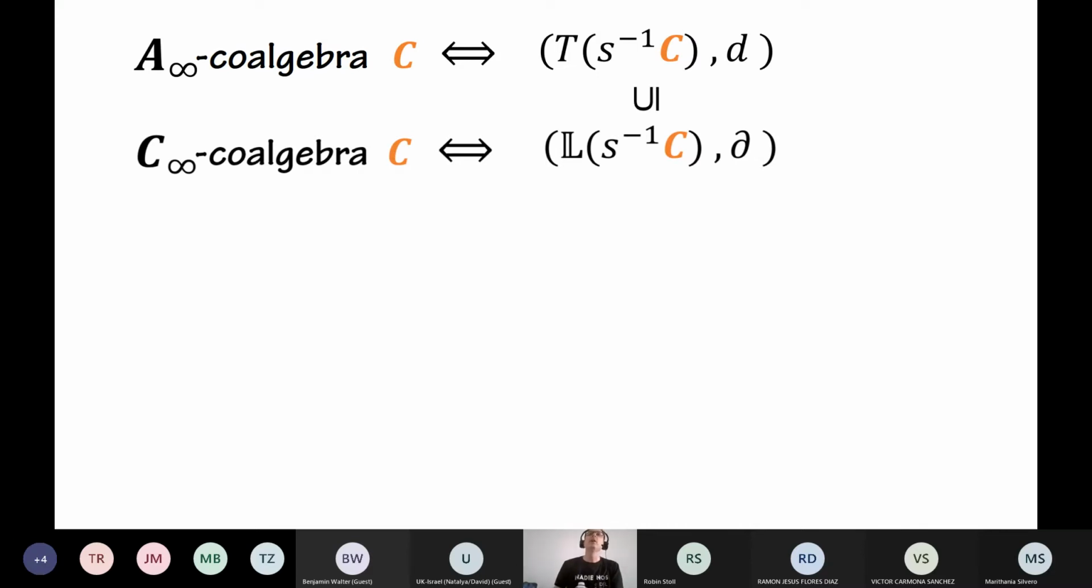sub-Lie algebra of the tensor algebra with the commutator product. So in fact, the free Lie algebra is the smallest Lie algebra which contains all the generators in the tensor algebra with the commutator bracket. We will go back to this interpretation of C-infinity coalgebras in the last part of the talk.